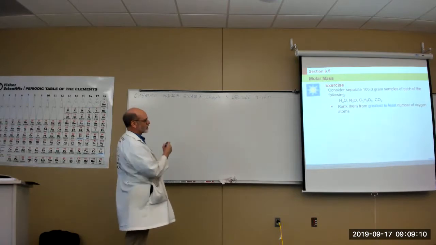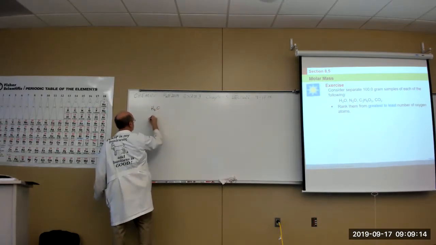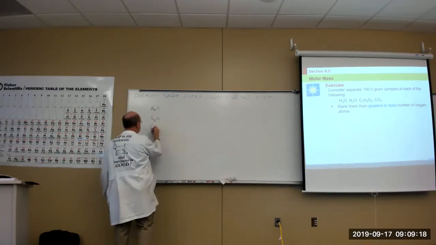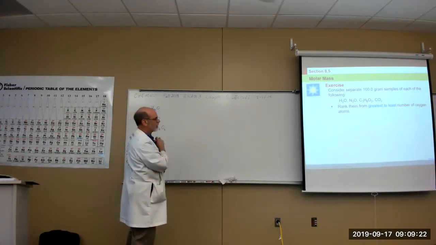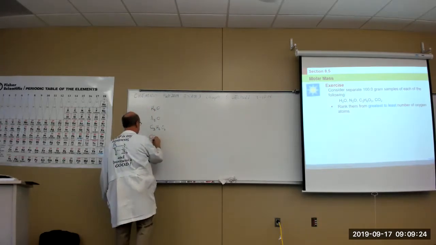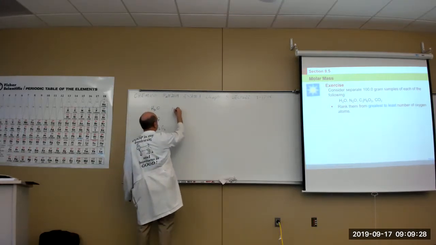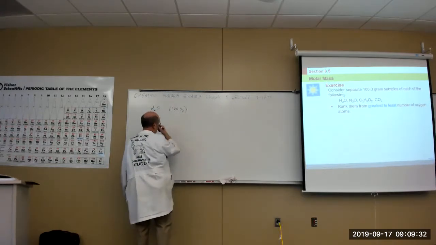So let's see, water, N2O, start over here. Water, N2O, C3H6O2, and CO2. Okay, you've got 100 grams of each. So here comes Ford. We got 100 grams of each one.